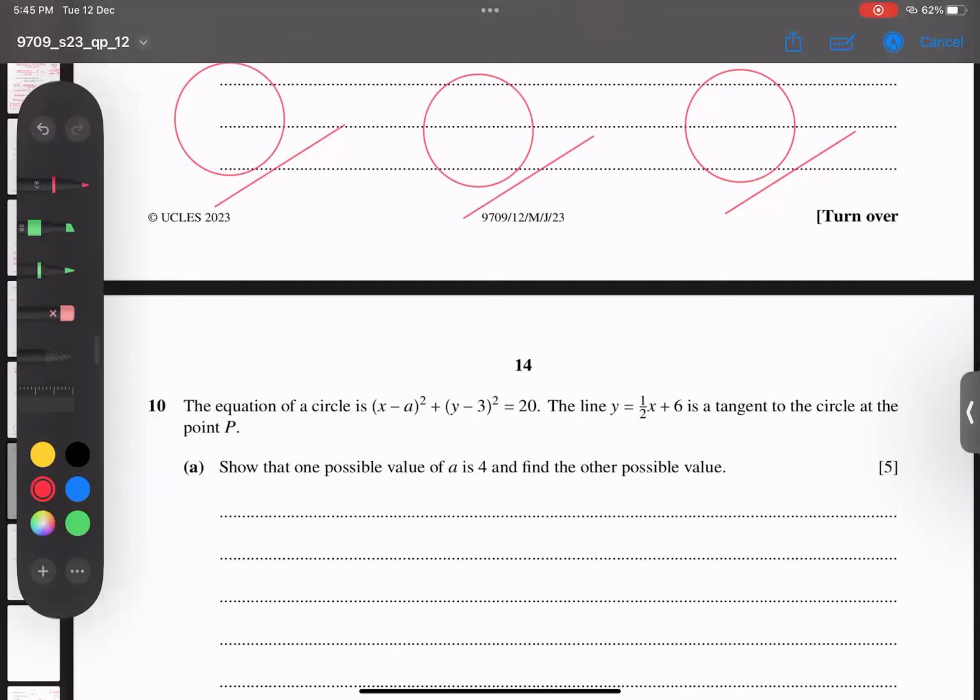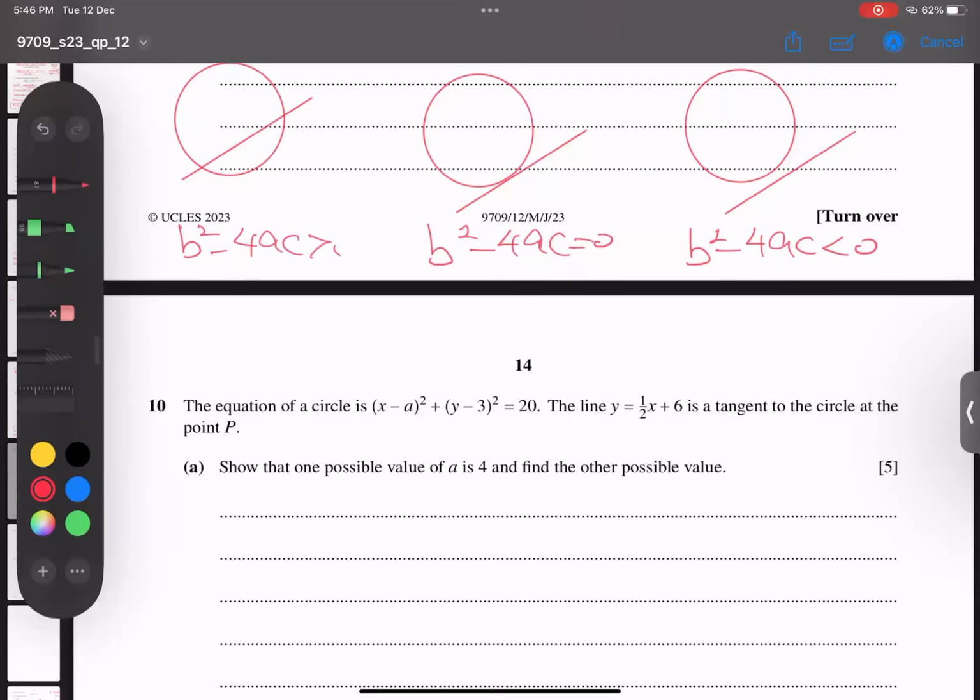Job number 1: if they are not touching, then b squared minus 4ac is less than 0. If I drag this line slightly up and it touches the circle, then b squared minus 4ac equals 0. If I drag the line further up, it intersects the circle, so b squared minus 4ac is bigger than 0. So we have three ideas, and since this is a tangent, I will use this one.